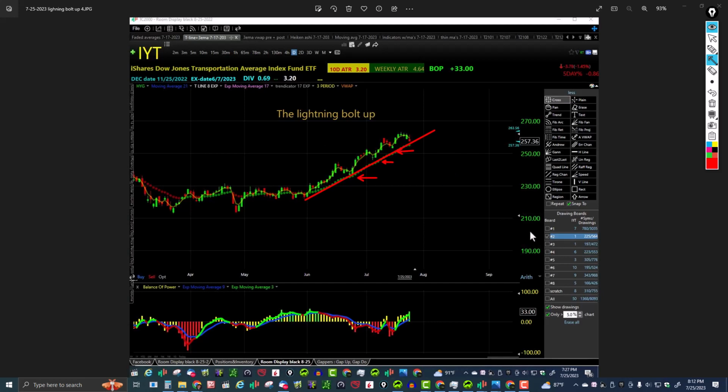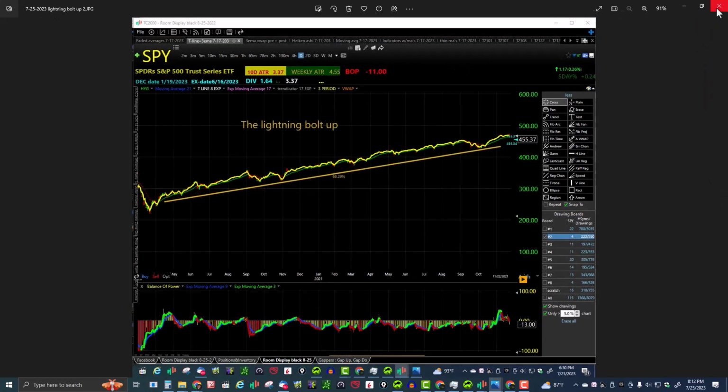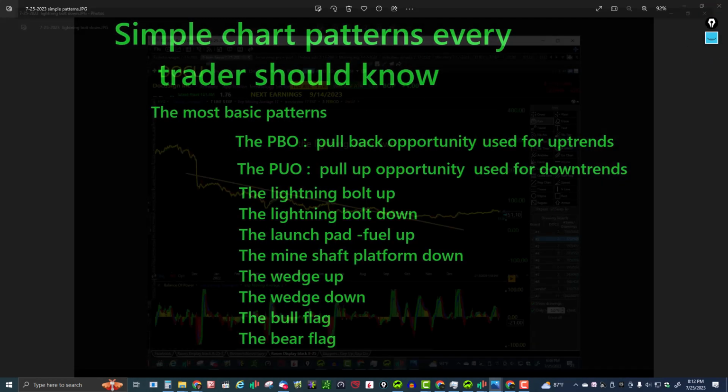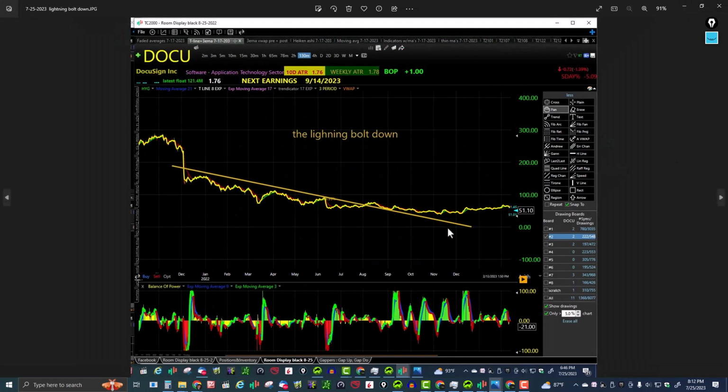There's the IYT. So we'll trash that and take a look at something else. So I'll get rid of that one. And we can get rid of that one. Here's another one. Here's a lightning bolt down. As you can see, every time it gets close to this trend line right here, I could sell it right here. I could sell it right here, here. Now this one's going through, so I just let it go.